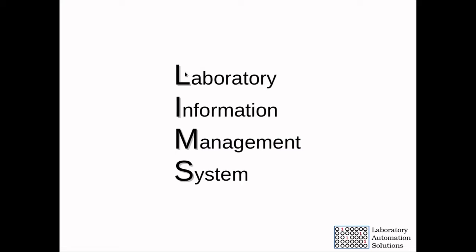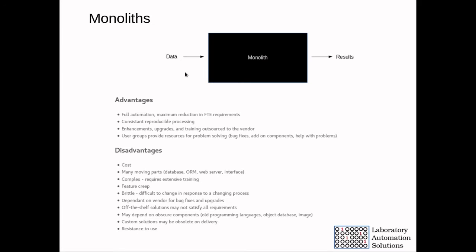Laboratory information management systems come in two general configurations, monoliths or systems. With a monolith, raw data and experimental design are entered and a single software application handles all processing, outputting final results which might include data loaded into a database, graphical analysis, or reports. Monoliths are great when you have a stable process that is not changing. You can take advantage of full automation, minimizing the FTE requirements, and enjoy a consistent and reproducible process.